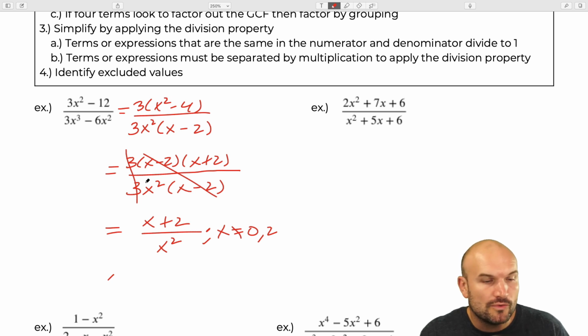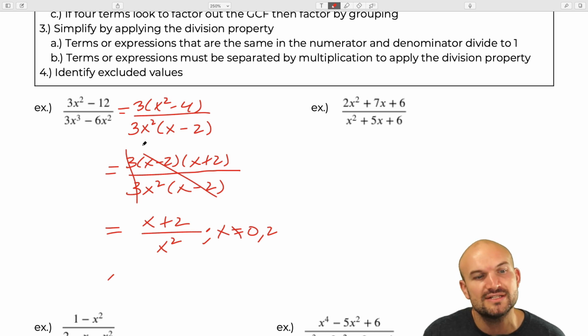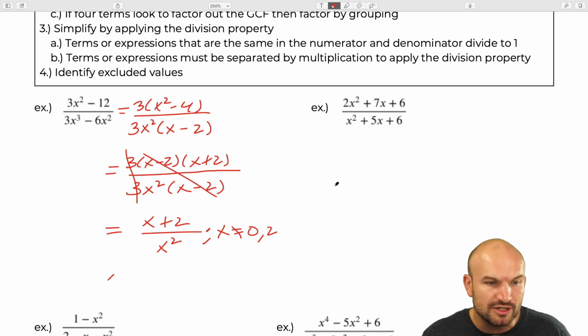However, I'm not going to include 3, because even though 3 got divided out, it's not an excluded value. 3 does not make the denominator equal to 0. Yes, it gets divided out, it's a scalar, but it's not an excluded value. So just be careful with that. A lot of students factor out the x minus 2 and divide it out, then divide out the 3, and want to include both as excluded values. Remember, excluded values are only the values that make the denominator equal to 0.